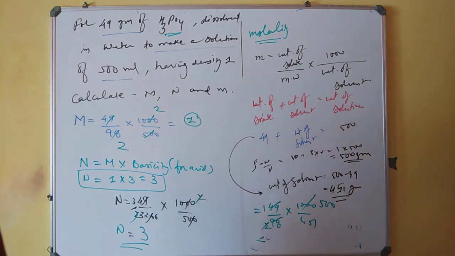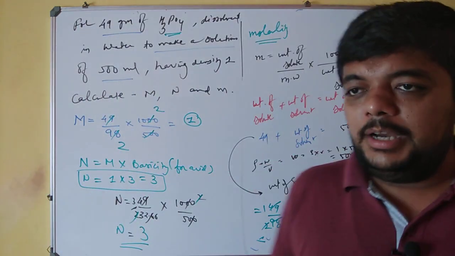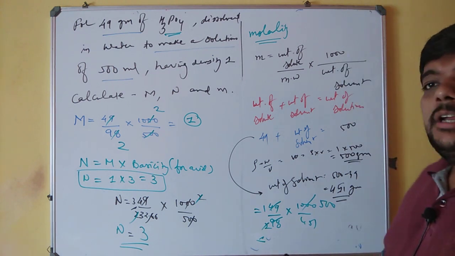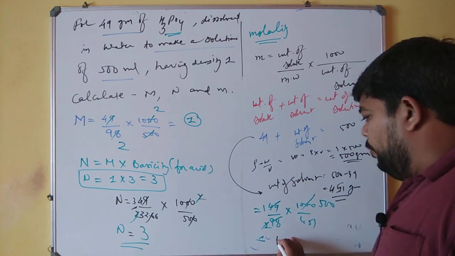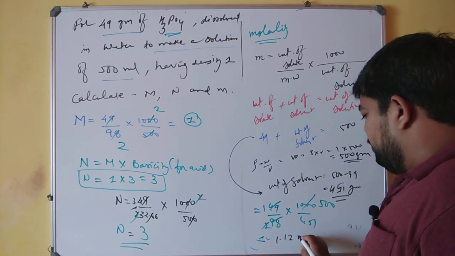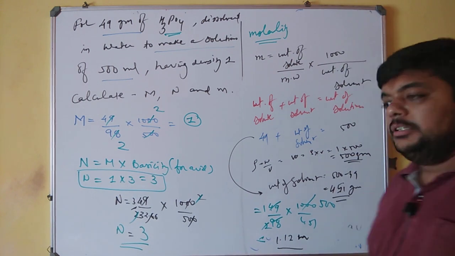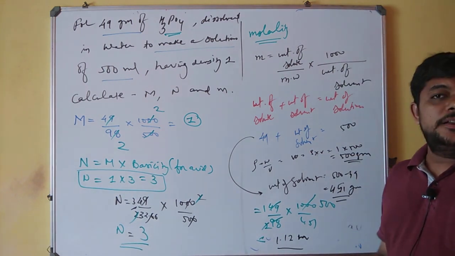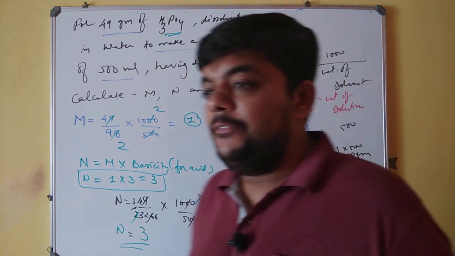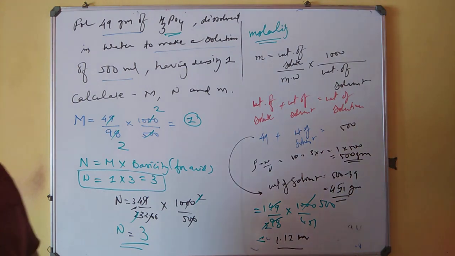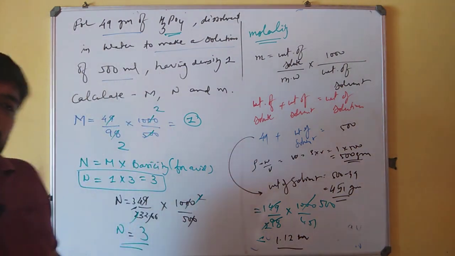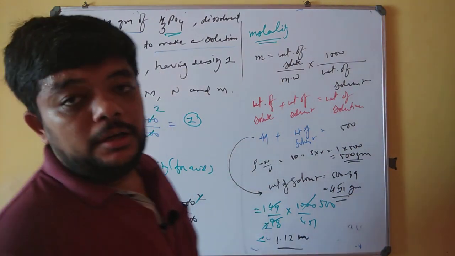So what would be the answer if you divide 500 by 451? See what answer you get. If you think about it technically, I don't think it should be more than 1.12 or something. It has to be somewhat around 1.12 molal. Even so, let us check on the calculator what the answer is when you divide 500 by 451. Definitely it is somewhat around 1.10, but I have just mentioned 1.12. Nevertheless, you are just learning the concepts here.